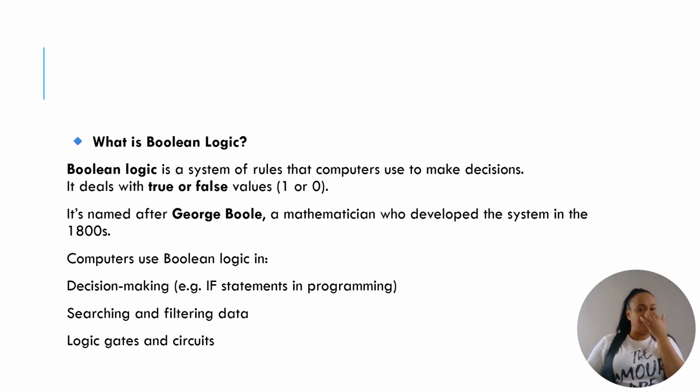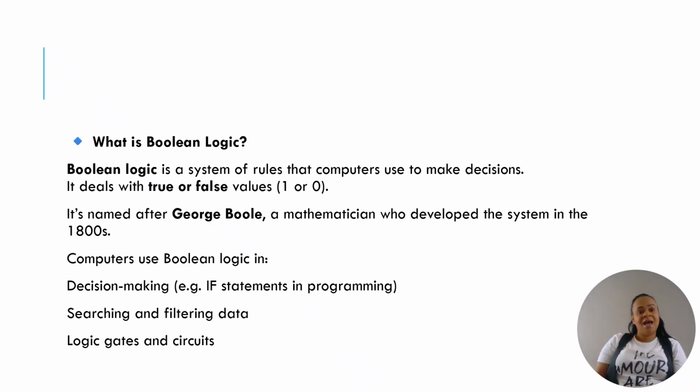So what is Boolean logic then? Okay, so Boolean logic is a system of rules that computers use. It makes decisions, it deals with true or false values like our binary code, machine code, and ones or zeros. So basically, in effect, it's either on or off. One representing on and zero representing off. Okay, it's named after George Boole, a mathematician who developed the system in the 1800s.